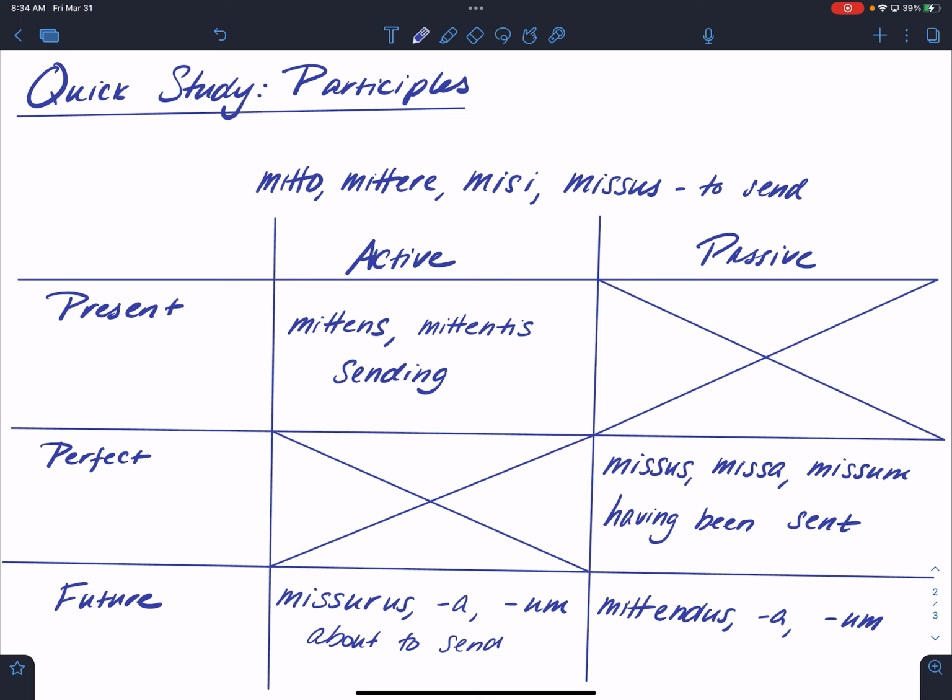Now, let's think about this just for a second. Since the future category has both active and passive, let's figure this out. If missurus means "about to send," how can I make it passive? How do I translate that passively? Say again, Tim? Careful, stick to the formulaic way. So "about to send," and then how do I make that passive? Exactly, yep. And that's how you translate your future passive participles.